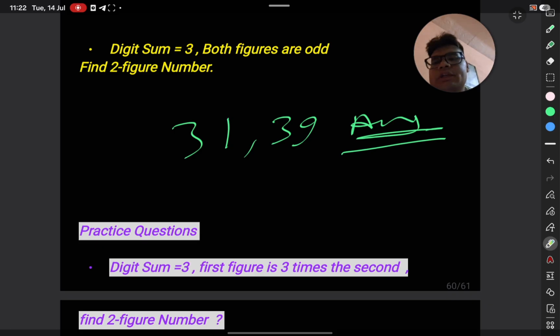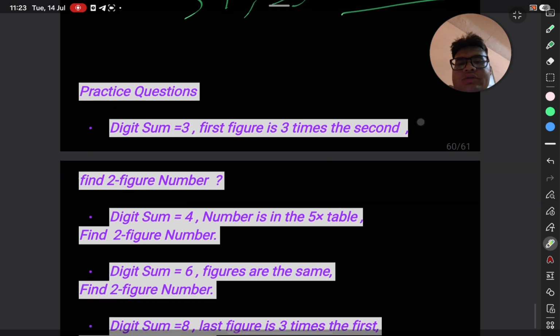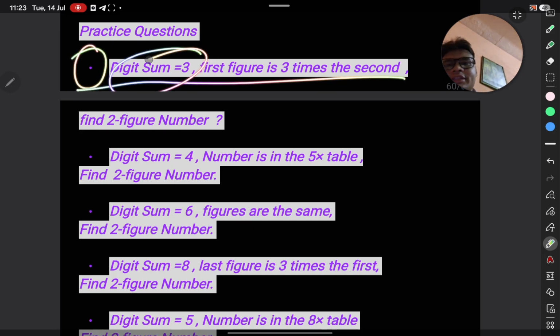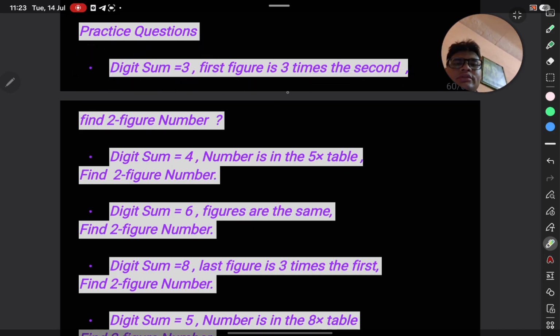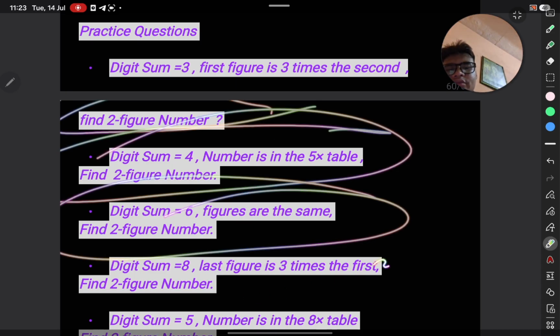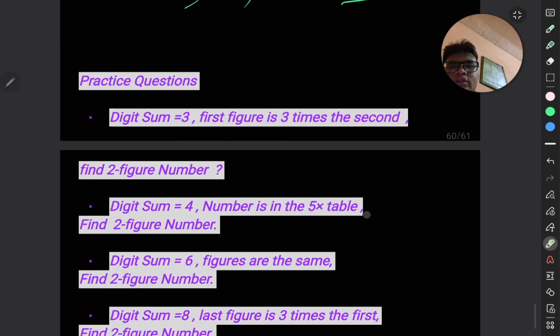Okay, so now I have some questions for you. You have to solve these questions. This is a must. You have to take a screenshot and pause the video. You can pause the video and solve these questions. First question: digit sum is 3. The first figure is 3 times the second. Find the two-figure number. Second question, third question, fourth question, fifth question. You have to take a screenshot.